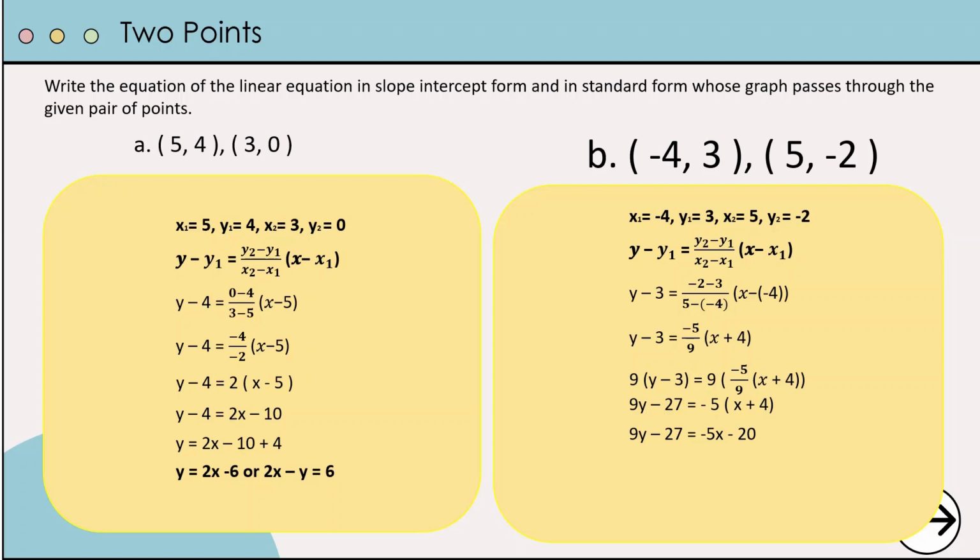And then, we put negative 27 on the right side of the equation. We get 9y equals negative 5x minus 20 plus 27. We add similar terms, it becomes 9y equals negative 5x plus 7. In order to get the slope-intercept form of this equation, we divide both sides of the equation by 9. And so we get y equals negative 5 over 9 x plus 7 over 9, or in standard form, it will become 5x plus 9y equals 7.